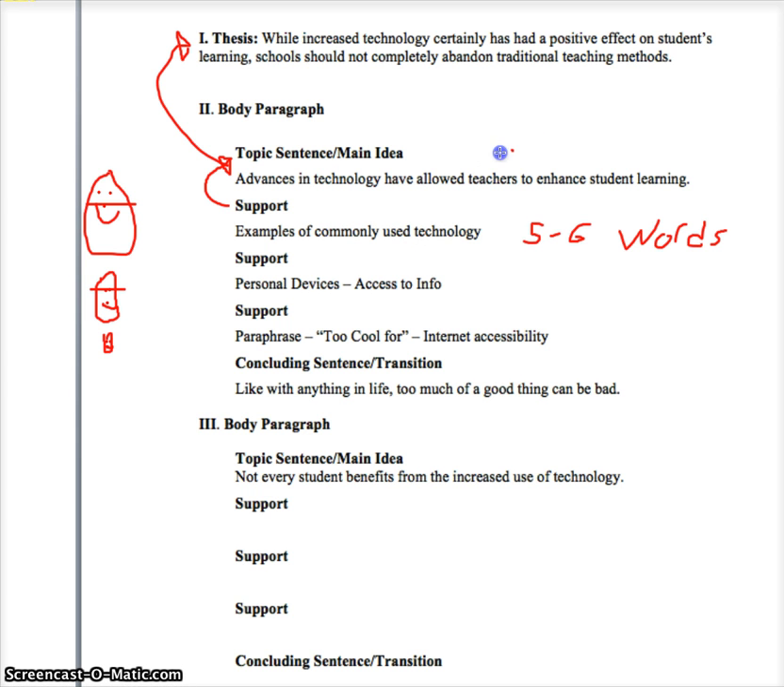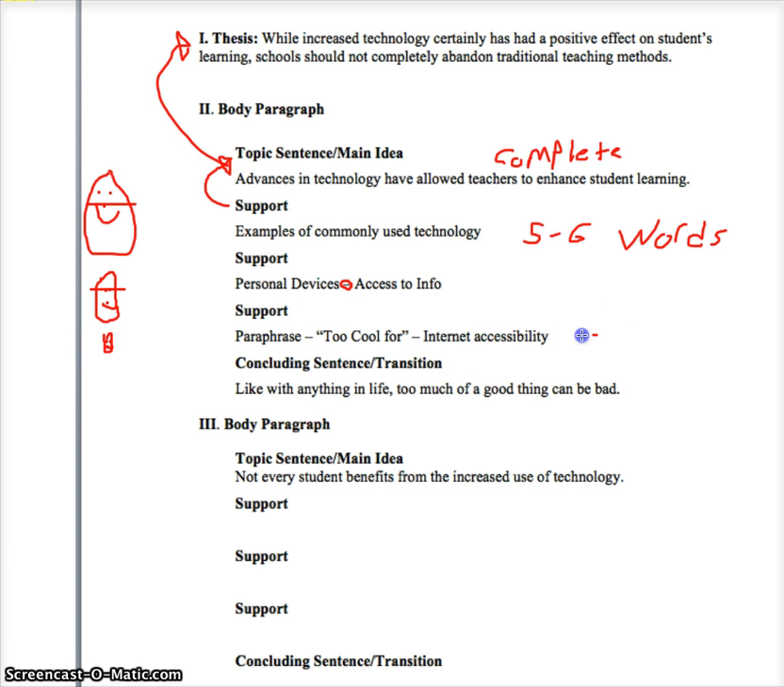The topic sentence needs to be complete, but the rest of it does not. Don't write your whole paper before you actually do it. This is just to collect your thoughts. See, these are just personal devices, access to info. I used a little hyphen here just for my own way of doing it.